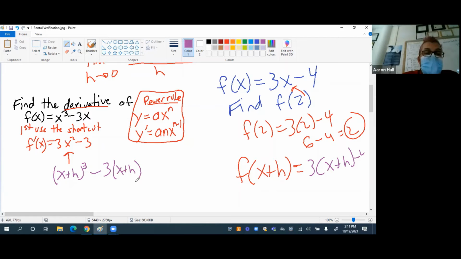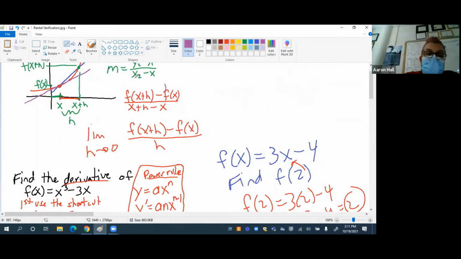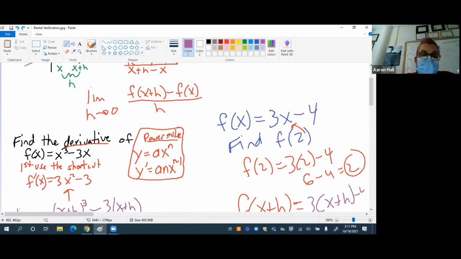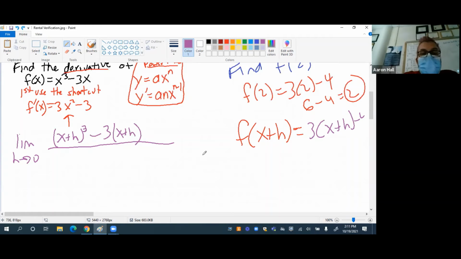Yep, correct. Now that took care of our f of x plus h, and we still have our limit as h approaches 0, but we still need this minus f of x. So the minus f of x then is what? Yeah, our f of x is right here. It tells us. So we're going to write that down. We have x cubed minus 3x all over h.